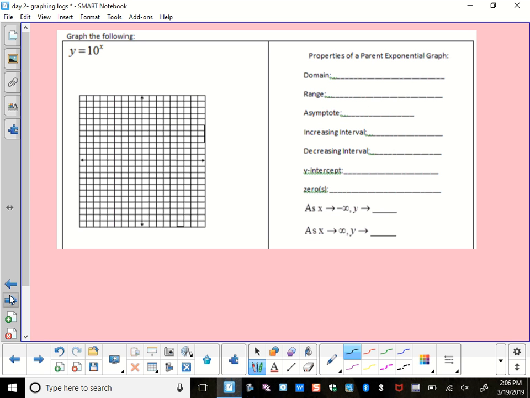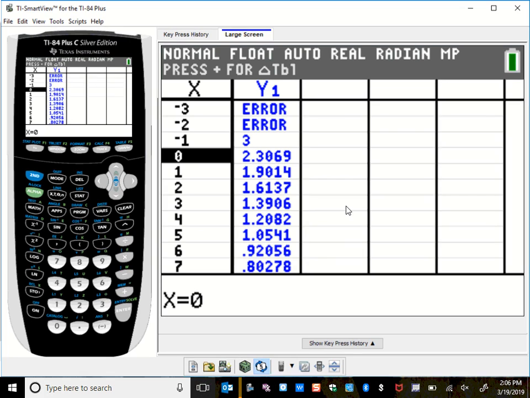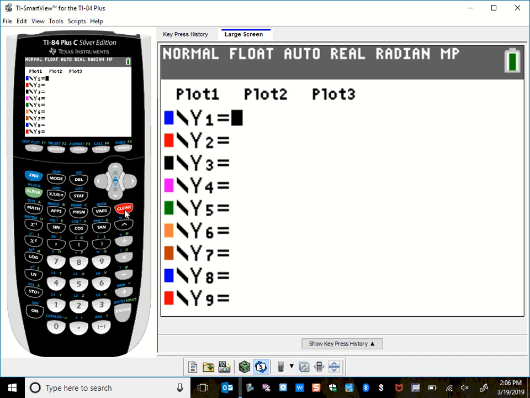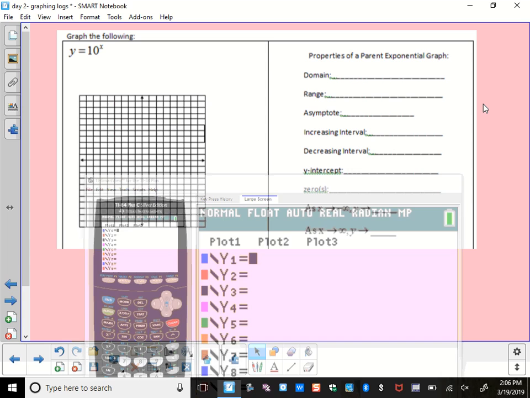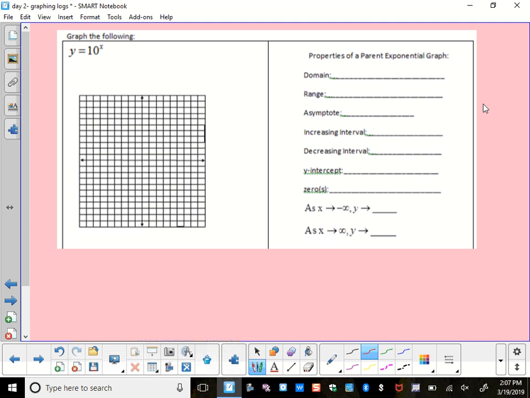All right, grab your calculators. Once again, as I'm typing this in, I want you guys to type it in, because if you just sit there and watch me do it, then you can't do it on your own. Before we type this in though, is this going to be an exponential graph or a log? Do you see the word log anywhere? This is an exponential, right? There's an x in the exponent. So it's an exponential graph.